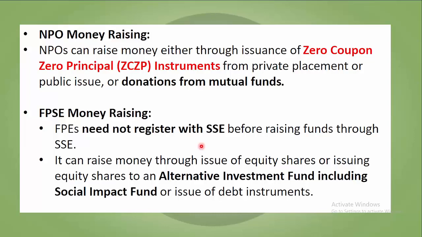Now, NPO money raising. NPOs can raise money either through issuance of zero coupon, zero principal instruments from private placement or public issue, or donations from the mutual funds. Then for-profit social enterprises money raising. For-profit enterprises need not register with the social stock exchange before raising funds on the SSE. They can raise money through issue of equity shares or issuing shares to an alternative investment fund including social impact fund, or issue debt instruments.